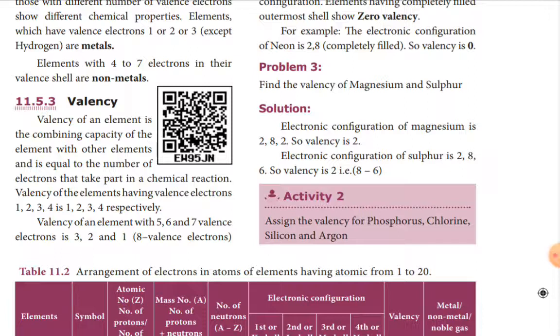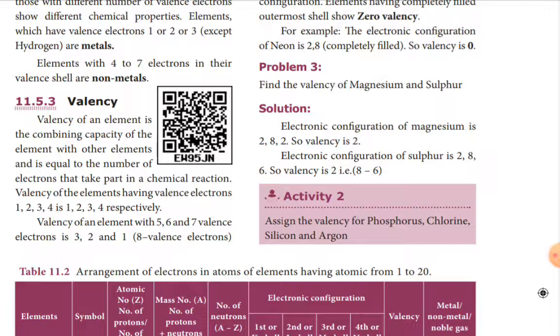Normally, valence electrons of 1, 2, 3, 4 give valency 1, 2, 3, 4. Suppose there is 1 valence electron in the outermost shell, the valency is 1. 2 means valency is 2. 3 electrons in the outermost shell means valency is 3. 4 valence electrons means valency is 4.